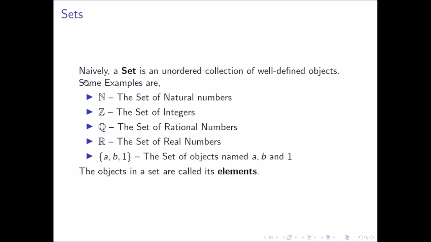So now let's see some common examples. N is the set of natural numbers. Z is the set of integers. Q is the set of rational numbers, fractions, positive as well as negative. R is the set of real numbers. And this set, a bit random, is basically a collection of the objects a, b, and 1. The objects in a set are called its elements.